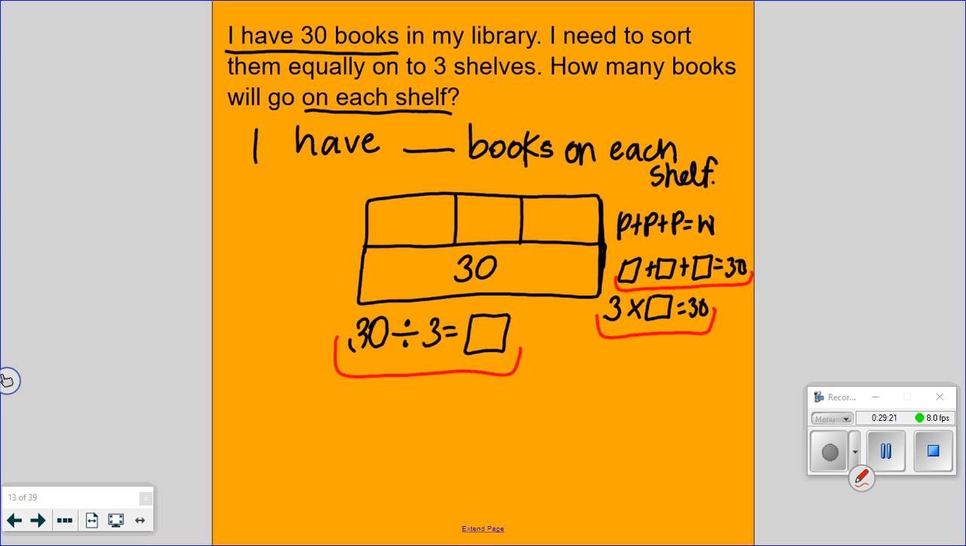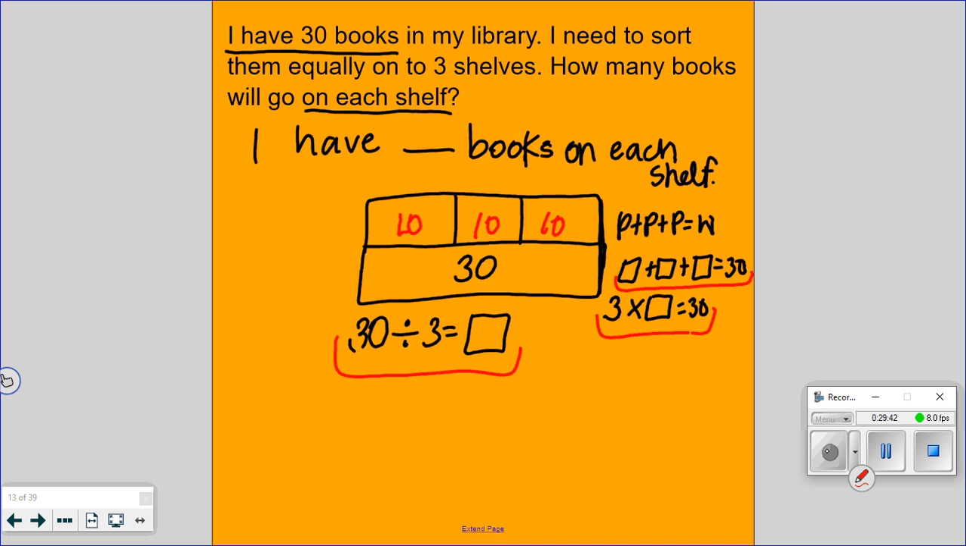Ava? It can be 3 tens. So Ava, I'm guessing this equation, 3 groups of 10 equals 30, made your brain happy. Yeah. Same.